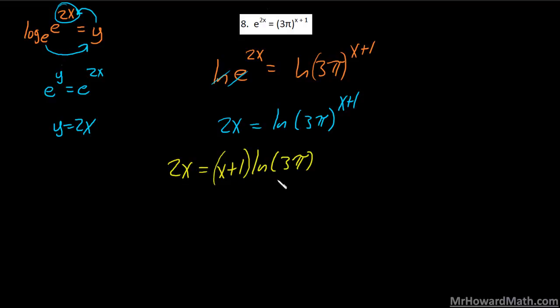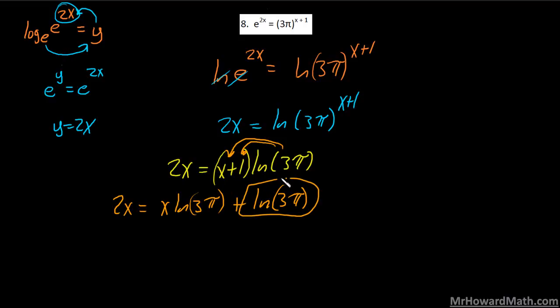So ln of 3 pi is just some value, it's a quantity, so I can now distribute. So I'm going to do that here, distribute. So I get on the left side 2x still, and then I get x ln of 3 pi, the argument of that logarithm is 3 pi, plus ln of 3 pi. So that's just distributing here. ln of 3 pi times x is this. ln of 3 pi times this one is just itself, ln of 3 pi.